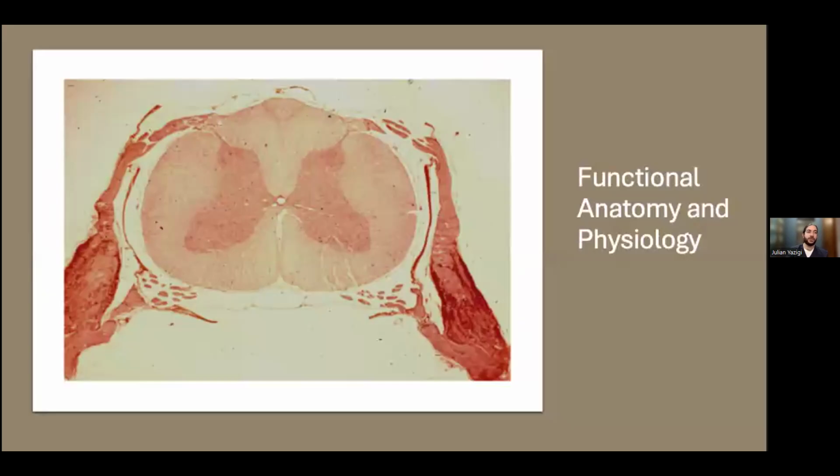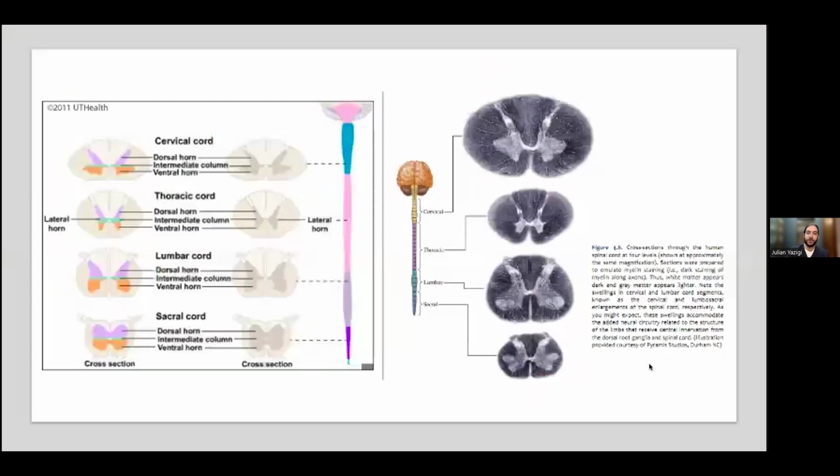So now that we've understood and heard a little bit about the gross anatomy, let's discuss functional anatomy and physiology of the spinal cord. On cross-section, the spinal cord reveals a central core of gray matter shaped like a butterfly or the letter H, surrounded by white matter. The gray matter contains neuronal cell bodies and dendrites, interneurons, and synaptic networks. It's divided into dorsal horns, which receive sensory input, ventral horns, which house the motor neurons, and, in the thoracic and upper lumbar levels, lateral horns that contain sympathetic preganglionic neurons.